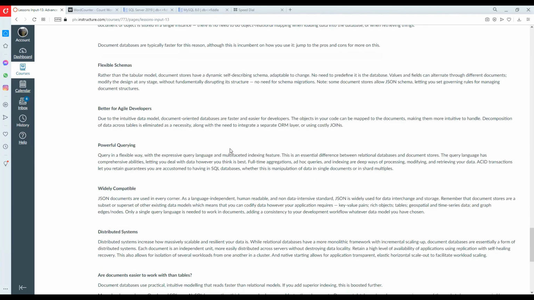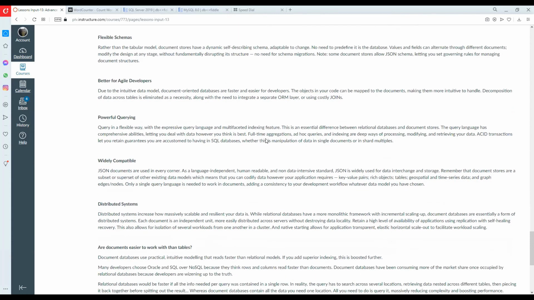Also, it is better for agile developers. They are faster and easier for developers. The objects in your code can be mapped to the documents, making them more intuitive to handle. Powerful querying. Query in a flexible way with an expressive query language and multifaceted indexing features. The query language has comprehensive abilities, letting you deal with data however you think best. Real-time aggregation, ad hoc queries and indexing are deep ways of processing, modifying, and retrieving your data.